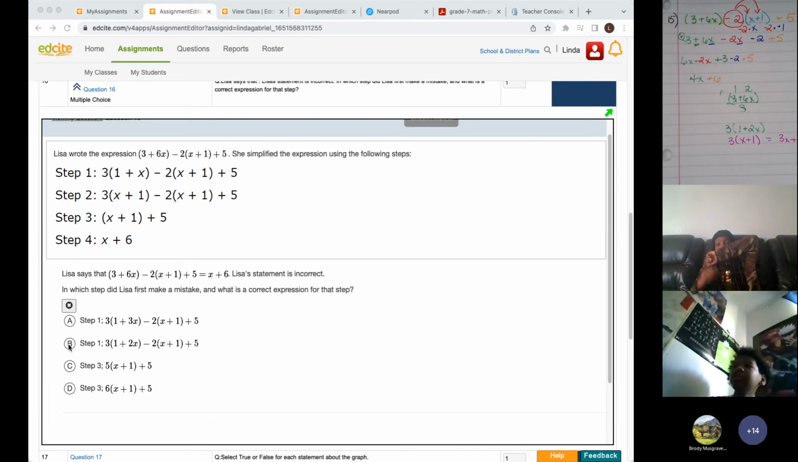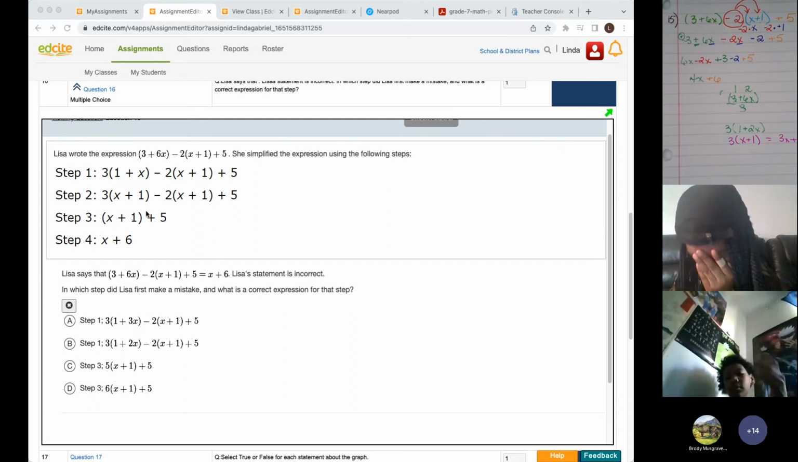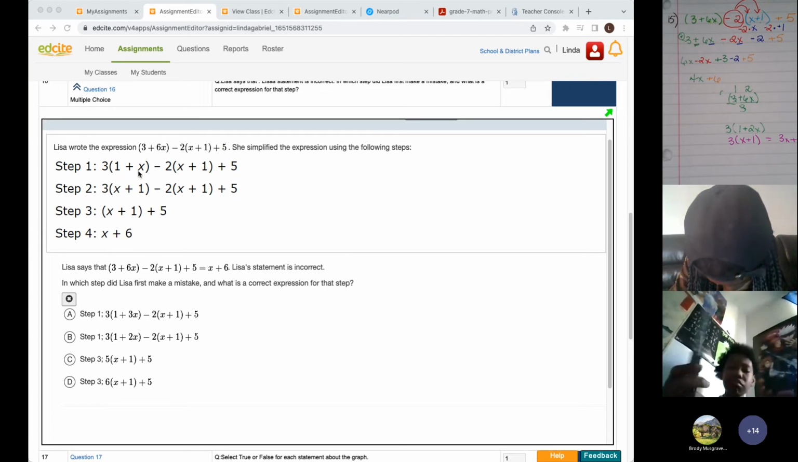But in order to make that correct, you need to actually distribute the x's, the multiplication through that. So you'd have 3x, and you'd still have negative 2x, but you would have plus 3, and then you would have plus 2. So for step 1, that is incorrect.